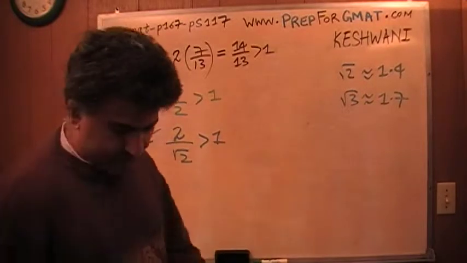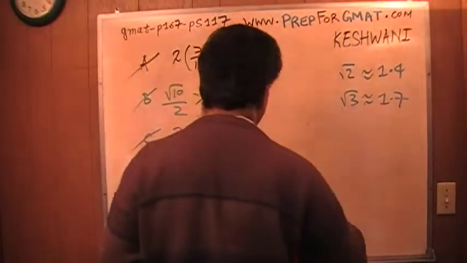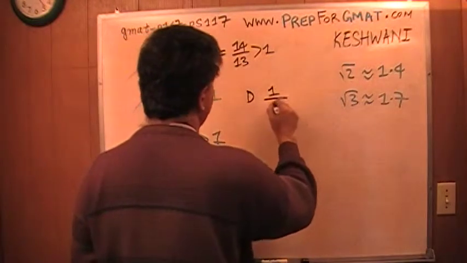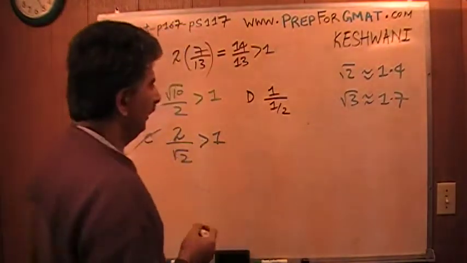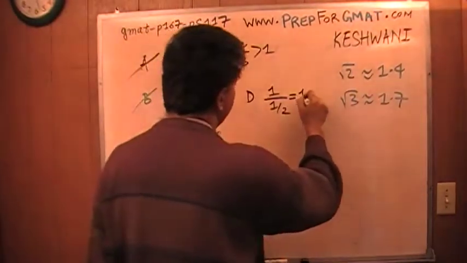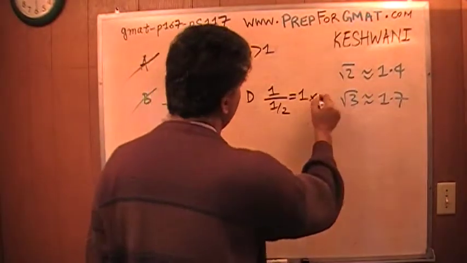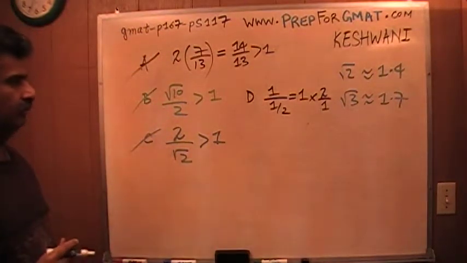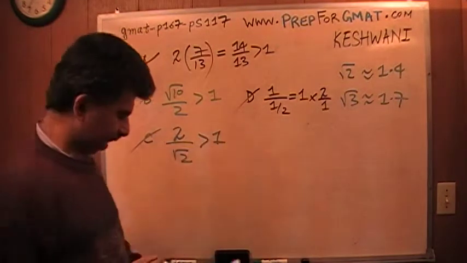Let's look at what D says. D says 1 divided by 1/2. Well, which is the same as, I hope you know it, 1 times 2 over 1, which of course boils down to 2. That's not it. Must be E.